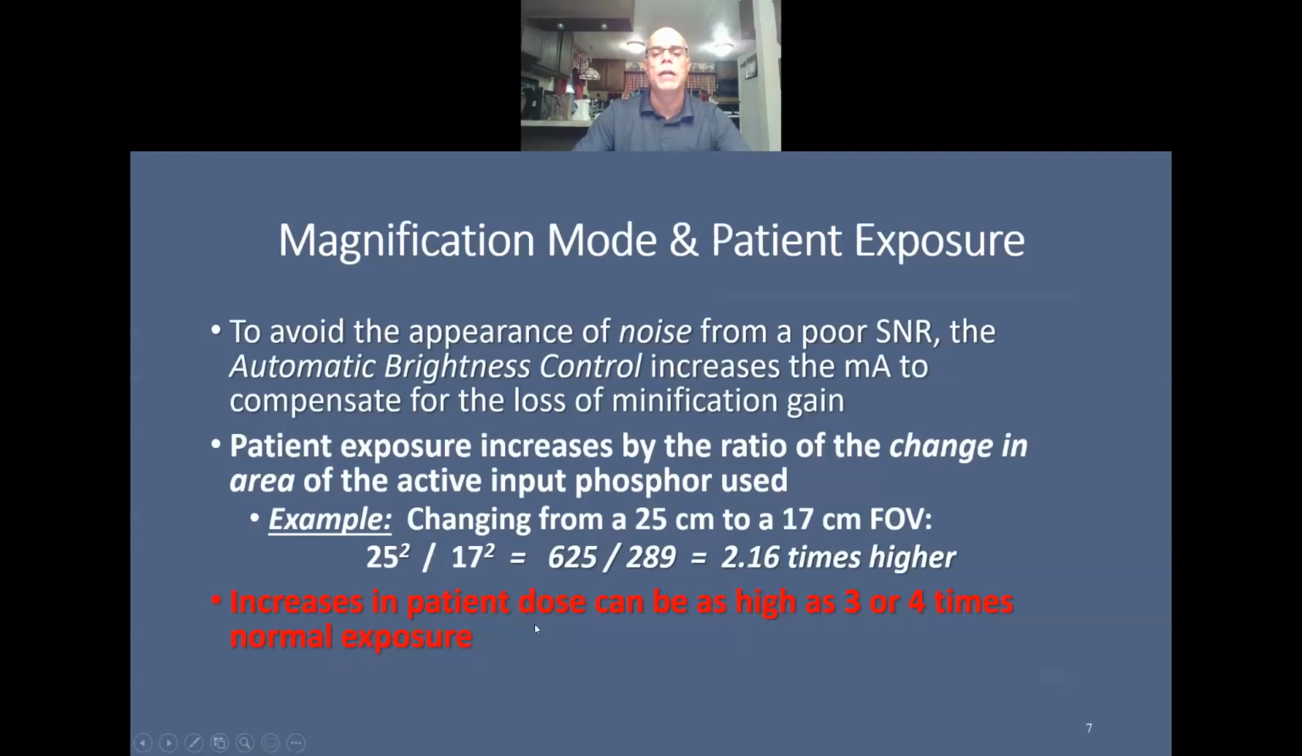Increases in patient dose can be as high as 3 or 4 times greater than normal exposure if you are using the full input phosphor. As you go to the smaller ones, you're increasing your patient exposure 3 to 4 times higher. We're not going to be doing the calculation here.